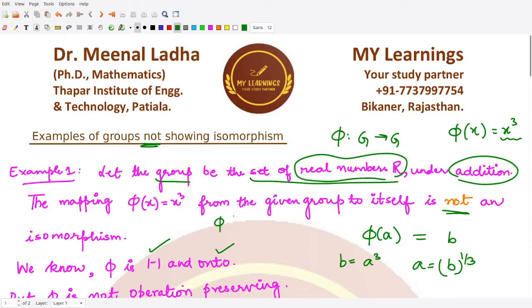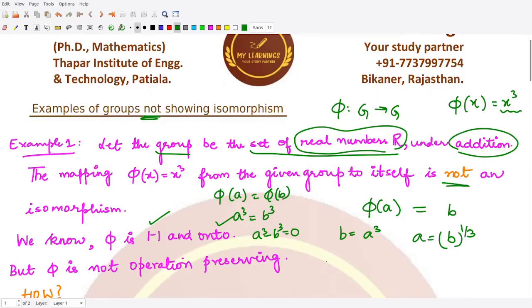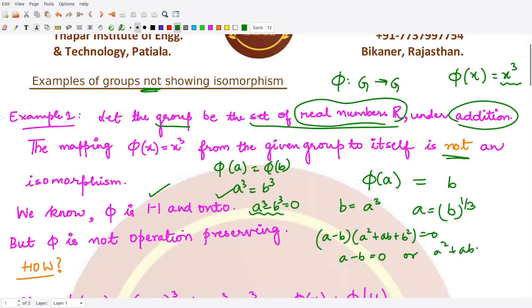We can prove that if we take phi of a as equal to phi of b, then we would have a cube is equal to b cube. So obviously from here we would have a cube minus b cube is equal to 0. We can use the property of a cube minus b cube, so it is (a minus b) times (a square plus ab plus b square) is equal to 0. So that means a minus b is 0, or you have a square plus ab plus b square equal to 0. So from this one you have a is equal to b, right? So from here we also have this 1-1 property.